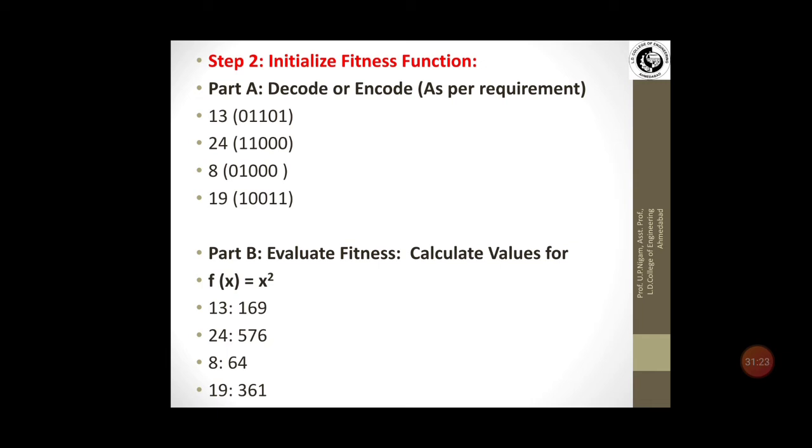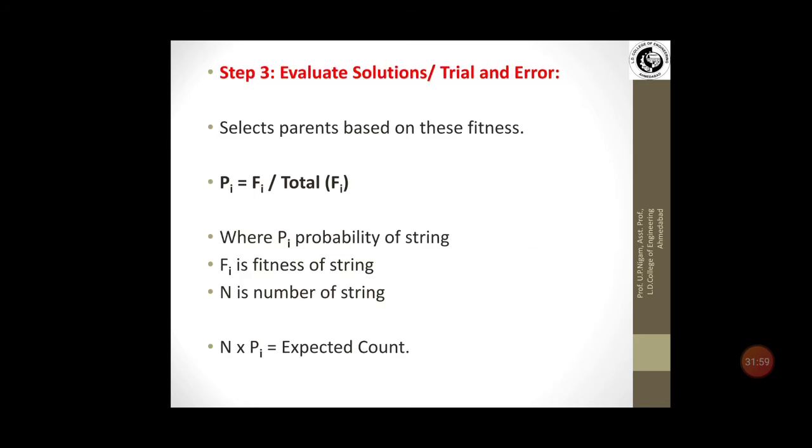Now decode or encode as per the requirement. If we are going to initialize any fitness function, part A is to decode or encode as per the requirement. For example, we have these values as 13, 24, 8 and 19. Part B is to evaluate the fitness function, calculating values for the function of x. We have evaluated it as: square of 13 is 169, square of 24 is 576, square of 8 is 64 and square of 19 is 361.